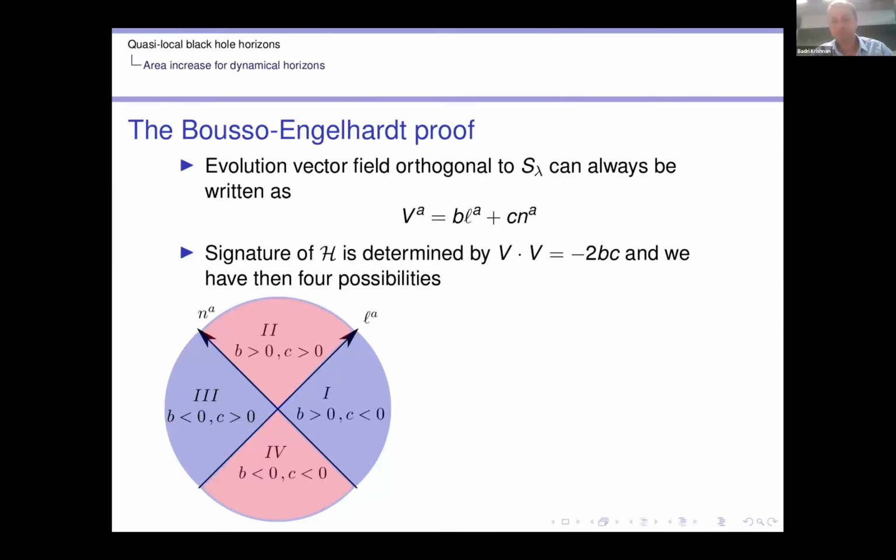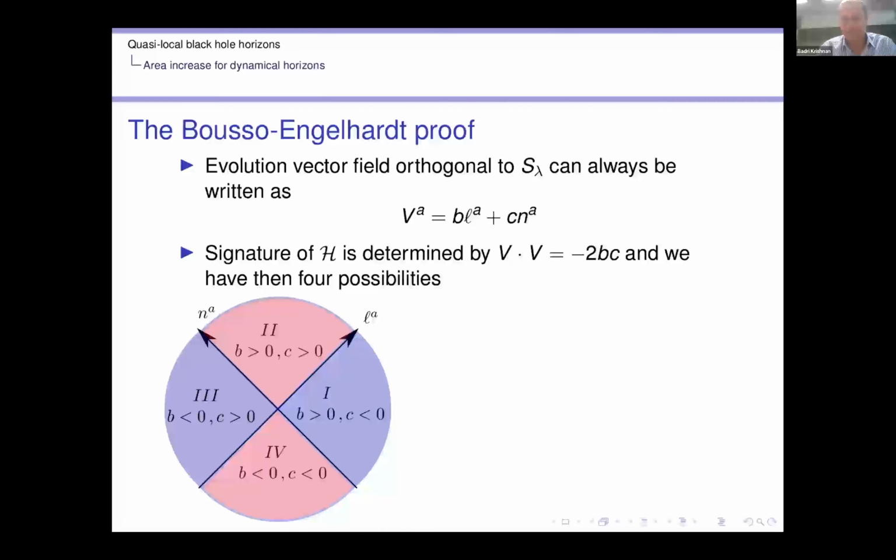Okay. So then the signature of H is determined by the sign of the norm of this V. If the norm is 0, it's null. If it is positive, it is space-like. If it is negative, it is time-like. And you can calculate the norm from this L and the N. Then you can show that the norm is simply a product of B times C. These are the coefficients that appear here. And these are functions, in fact. These functions will change, and their change will determine the change of the signature of the horizon.